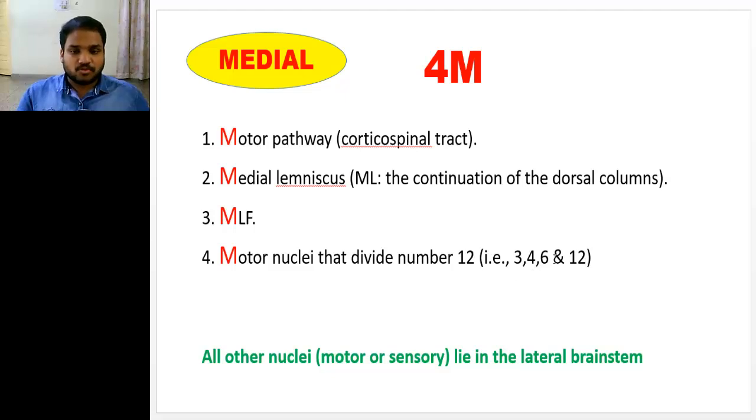So the motor nuclei of all these 4 cranial nerves are in the medial part of the brainstem, along with the medial longitudinal fasciculus and the motor pathway, that is the corticospinal tract, right? And the medial lemniscus, that is a part of the dorsal column pathway. So all these lie on the medial part of the brainstem, right? Apart from these motor nuclei that divide the number 12 equally, all the other nuclei, whether motor or sensory, lie in the lateral brainstem, right?